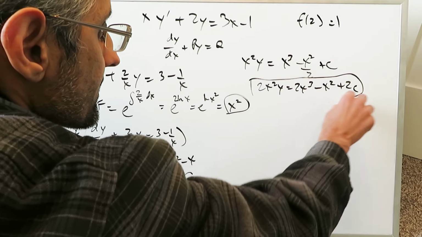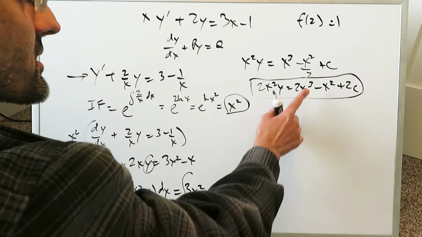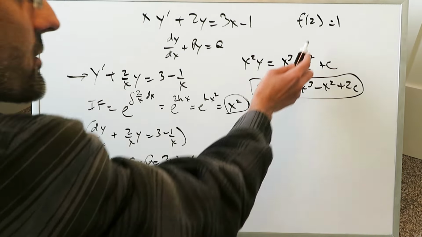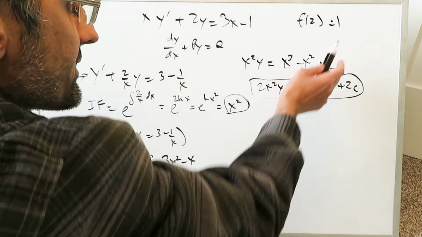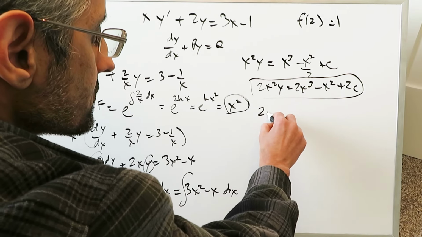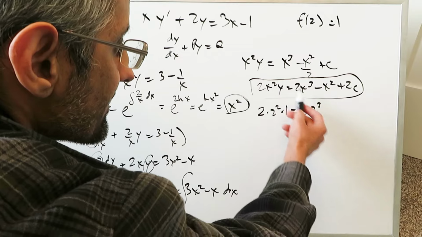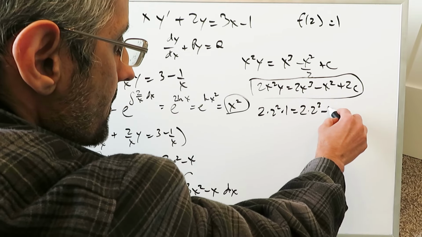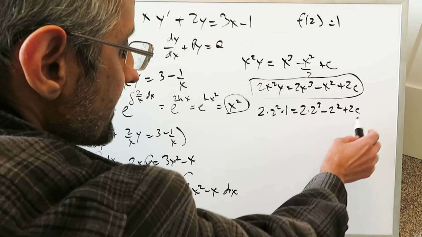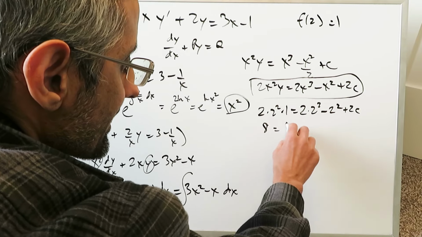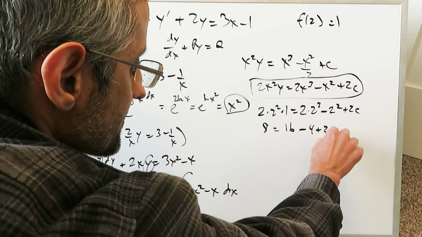So this is what our expression or function is, but we have to utilize f(2) is equal to 1. So wherever you see x, you'll put 2. Wherever you see y, you'll put 1. So you'll have 2 times 2 squared times 1 is equal to 2 times 2 cubed minus 2 squared plus 2c, and solve for that c. Here you're getting an 8 is equal to 16 minus 4 plus 2c.